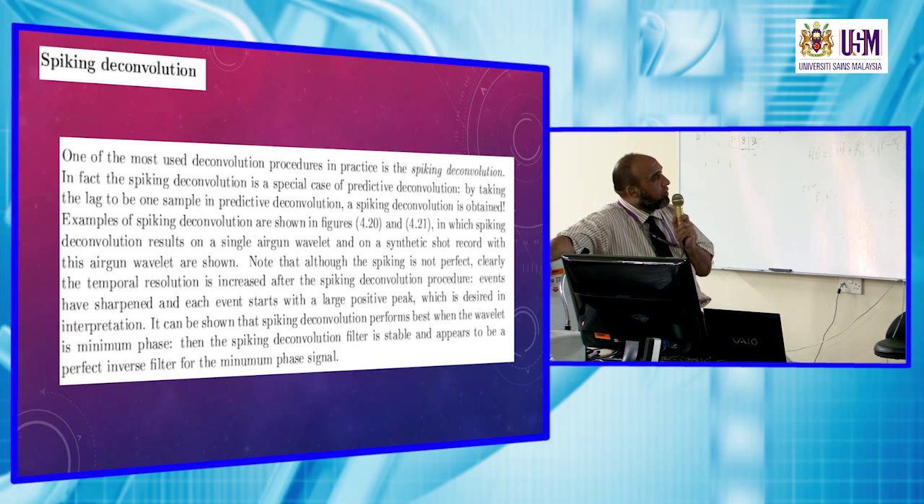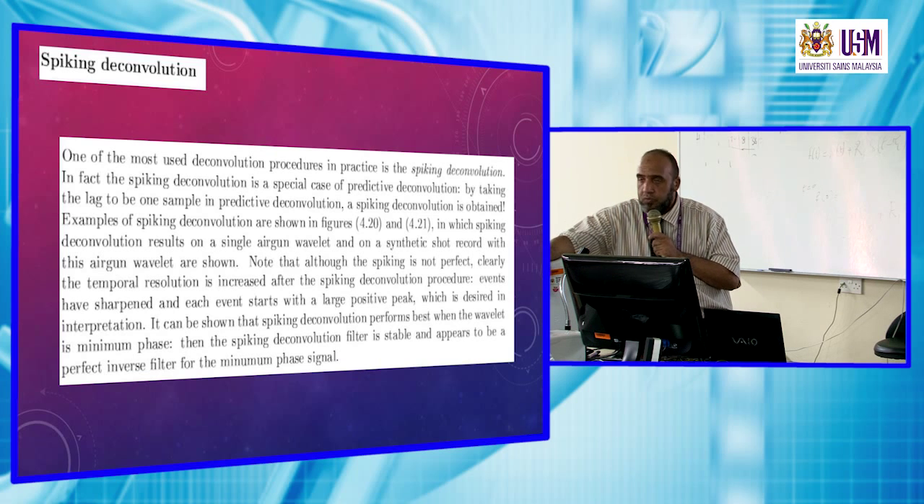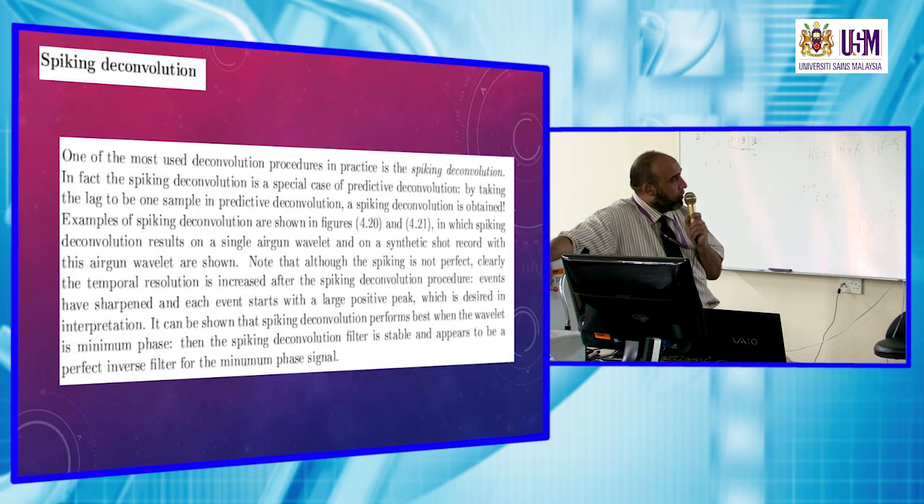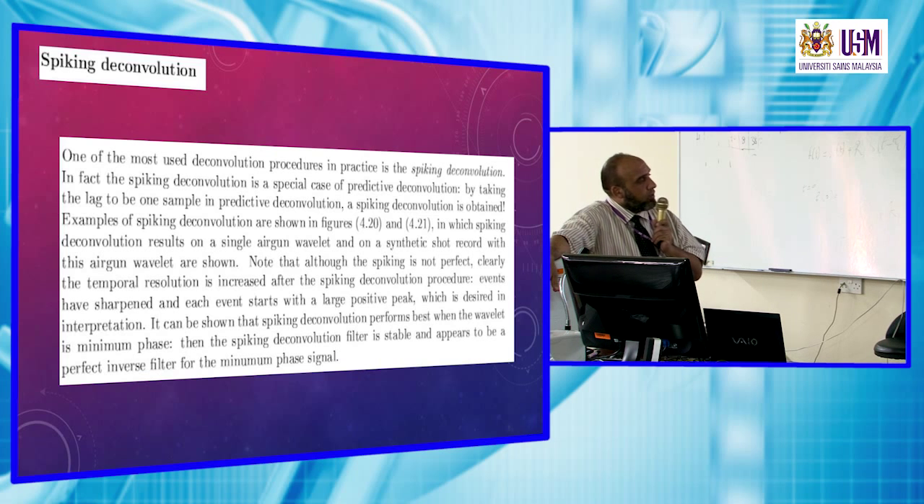One of the most used deconvolution procedures in practice is spiking deconvolution. In fact, spiking deconvolution is one and the same as the predictive deconvolution we have just spoken about, but here the time lag equals one sample. So if we apply predictive deconvolution with a time lag of one sample, we expect to make a spike of the record. We have examples of spiking deconvolution in the next slide, in which results on a single air gun wavelet and on a synthetic short record with this air gun wavelet are shown. We also note that although the spiking is not perfect, clearly the temporal resolution is increased.